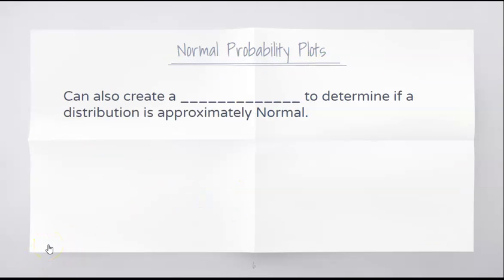Now the last option for showing normality is something we call normal probability plots. It's another graphical display of a distribution. And the whole purpose of it is to tell if the distribution is normal, basically. So it's a great tool to look at really quickly and know if it's normal.